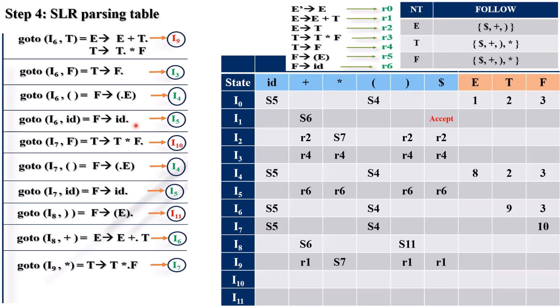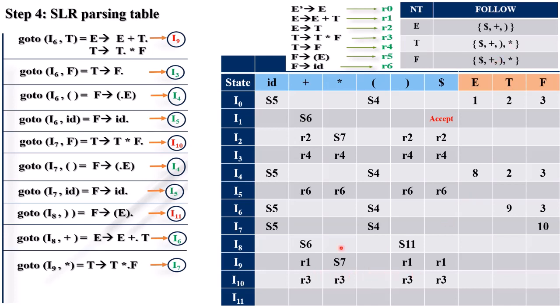This is new. So for T we have to put reduction number in I10. Okay. Which one? T tends to T star F. What is the reduction number? R3. We have to put R3 in state I10, where? In the follow of T. What is the follow of T? Dollar, plus, closing bracket and star. So we have to put R3 here. Okay.